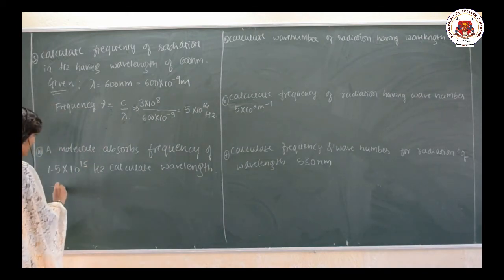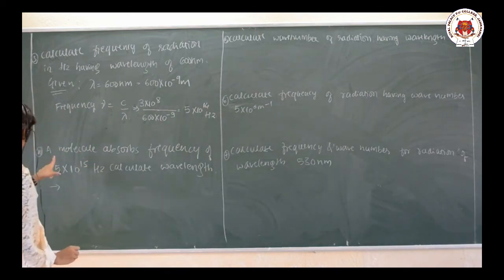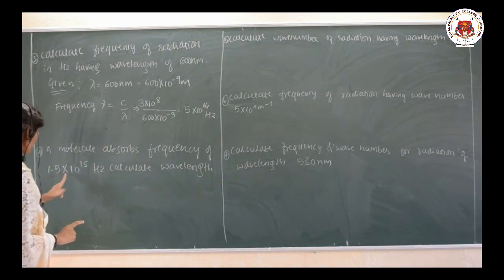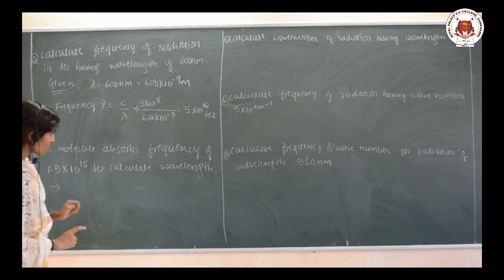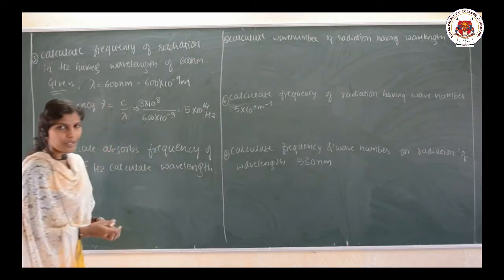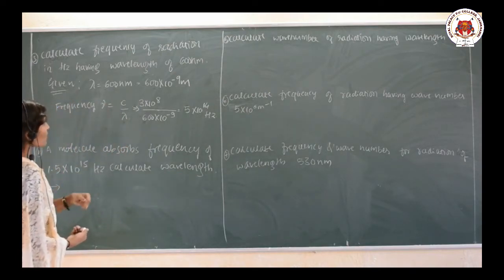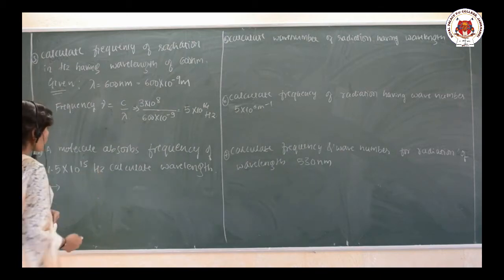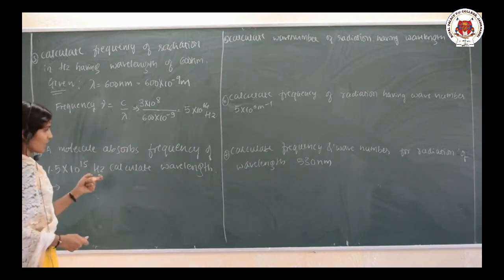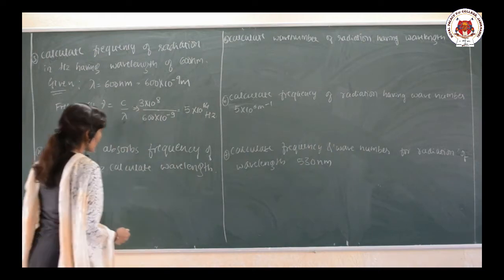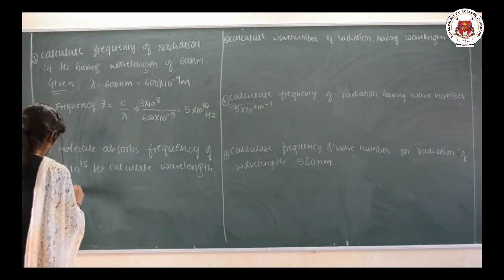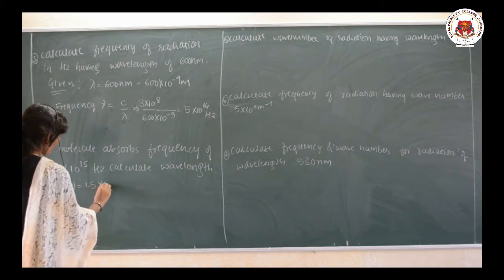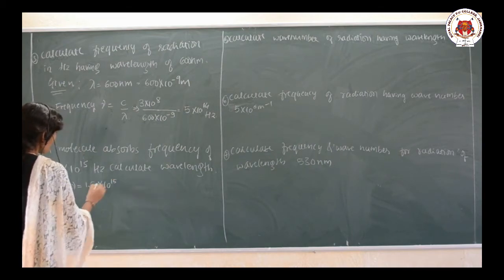So, next: a molecule absorbs a frequency of 1.5 into 10 to the power 15 hertz. Calculate the wavelength. It is the reverse. In the previous problem they gave the wavelength and asked you to find the frequency, and here they have given the frequency and asked you to calculate the wavelength. So, the frequency nu is equal to 1.5 into 10 to the power 15.